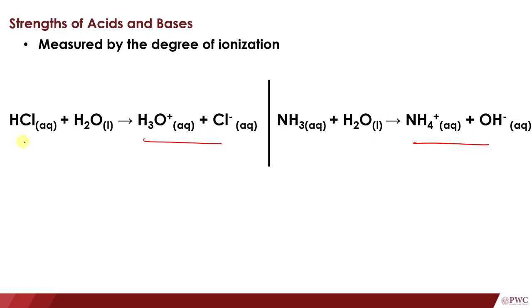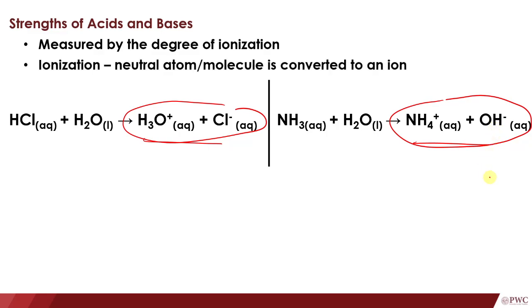So for example, when HCl reacts with water, it forms hydronium and chloride ions. On the other hand, when ammonia reacts with water, it forms ammonium and hydroxide ions. So again, from neutral substances, they form charged particles, and we call these charged particles ions. And we call this process ionization.